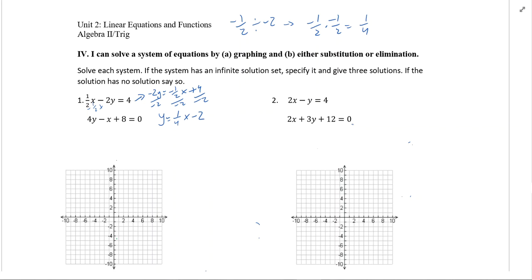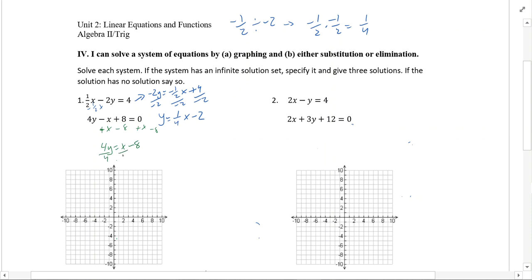All right, so for my next one, I'm going to do it in a different color. My second line here, I need to move the x. So I'm going to add x to both sides, and I need to subtract the 8. So I'm going to subtract the 8 from both sides. So I get 4y equals x minus 8.